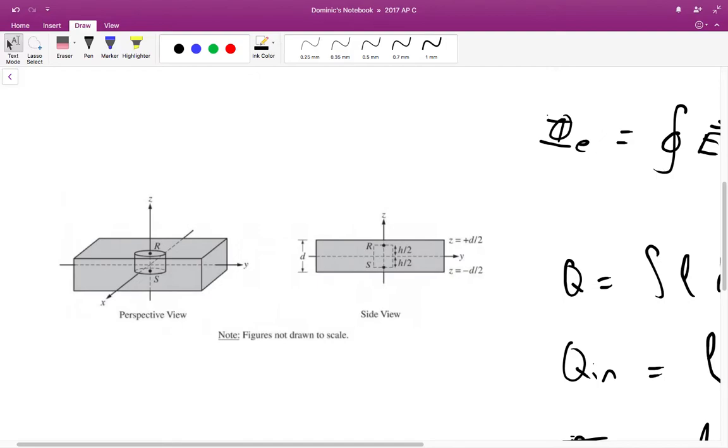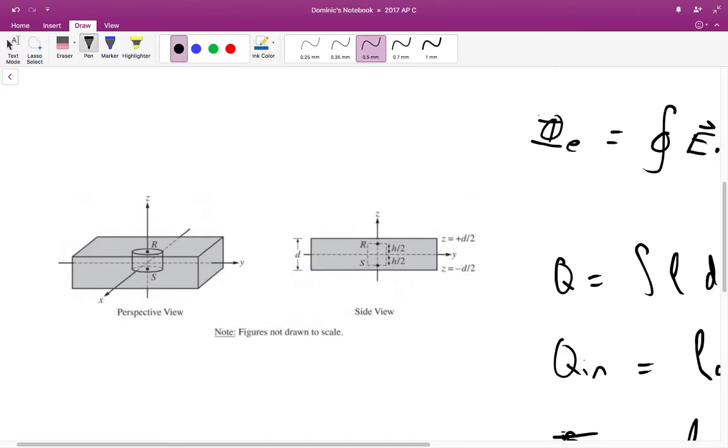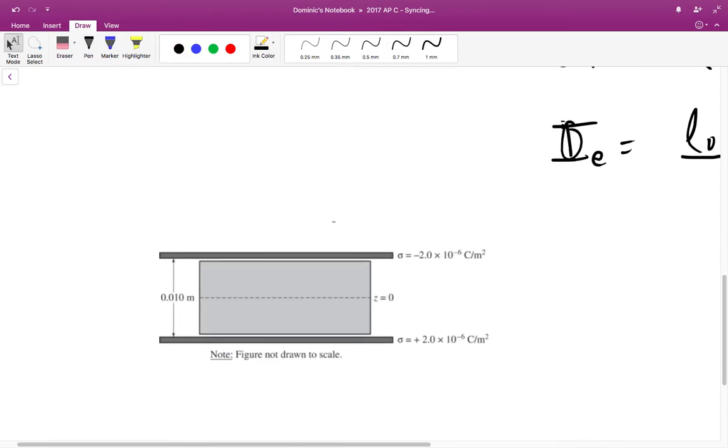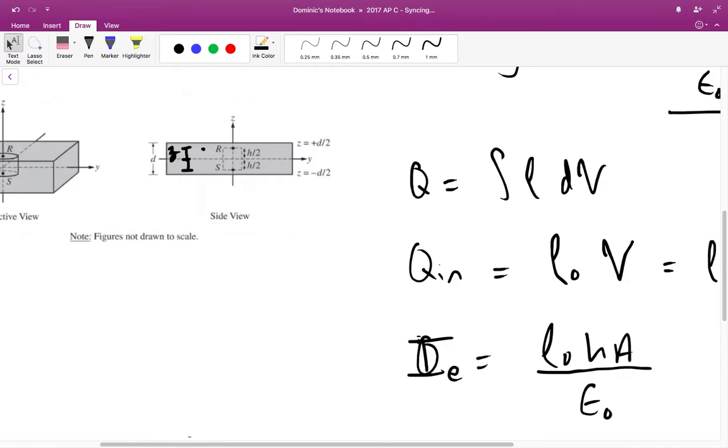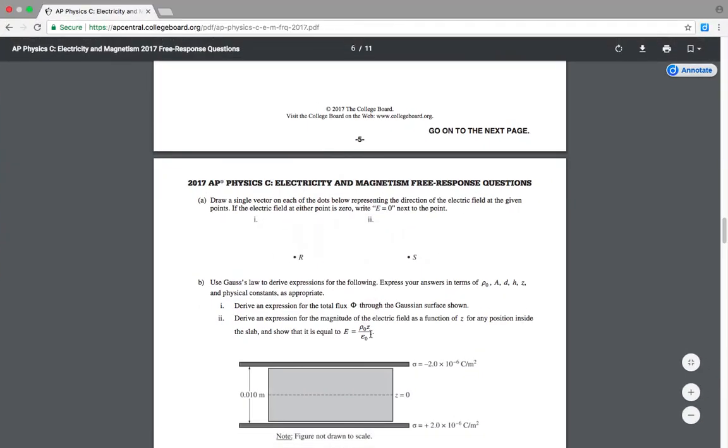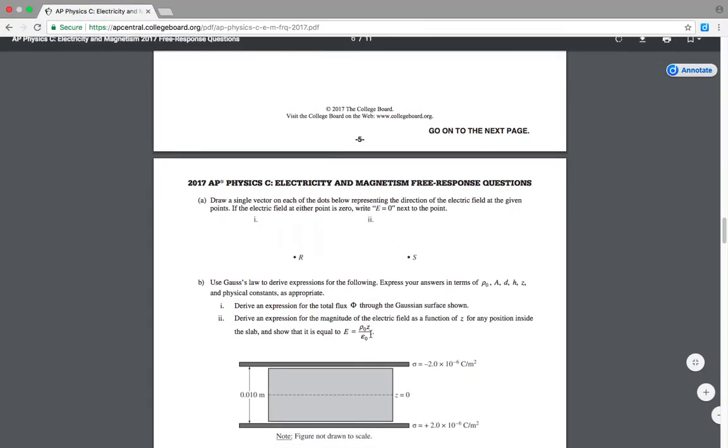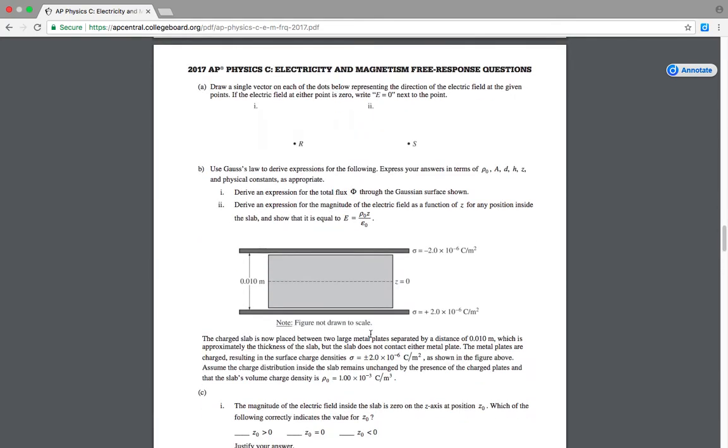Looking at this picture here, what we want to say is we want this for any point a distance z above or below. Z would be this distance here, that distance. So we want that for any point z above or below the horizontal.